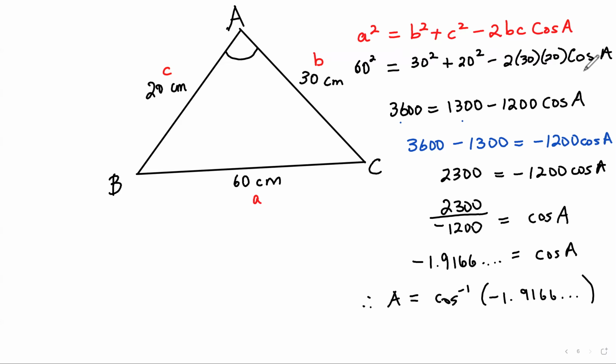So then cos A will be 2,300 divided by negative 1,200, which is negative 1.9166. So then cos inverse of that is an error. So something is wrong, maybe with the numbers themselves, but not with the calculation. The calculation is still correct. So this would have been, if you did 1,300 take away 3,600.